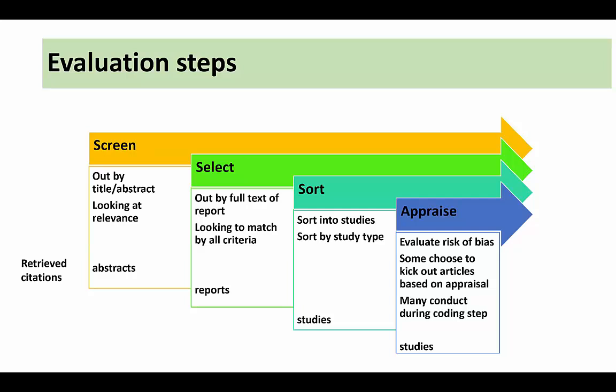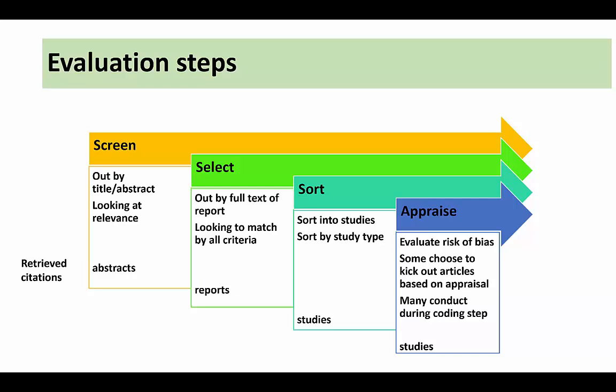So they're going to be screening. This is screening things out by title and abstract. This is all about relevancy, selecting by full text, sorting into actual studies, and we're going to talk some more about this, and then appraising and getting into the risk of bias. I put appraising here instead of in the data extraction, although they may do the appraising at the same time, because I do sometimes see groups where they do a certain appraisal where they kick things out at this point, but most of the time it is tied in with the data extraction, and that's fine too.